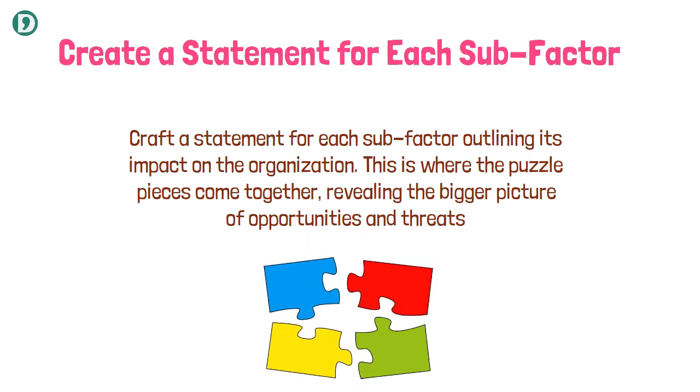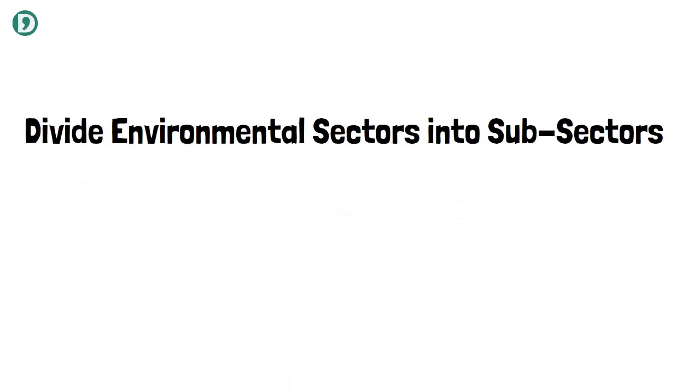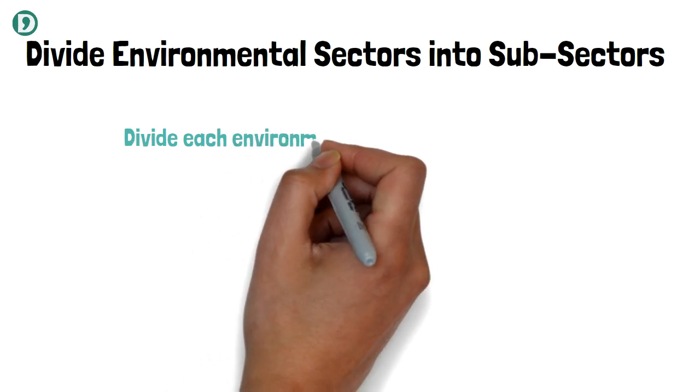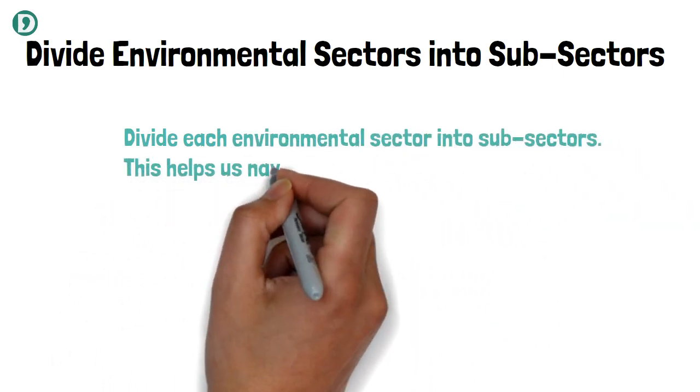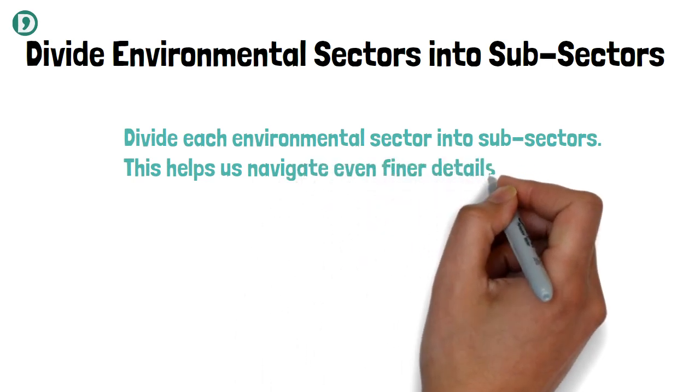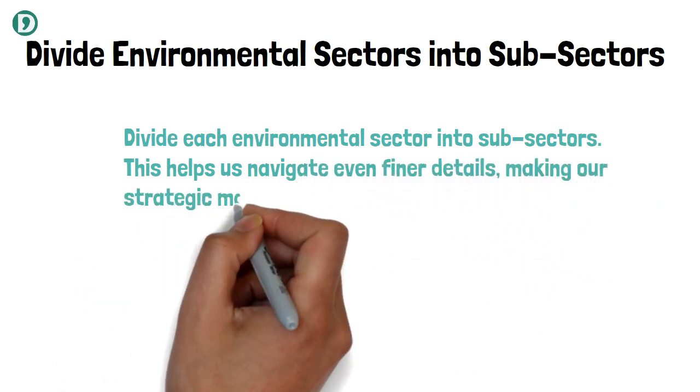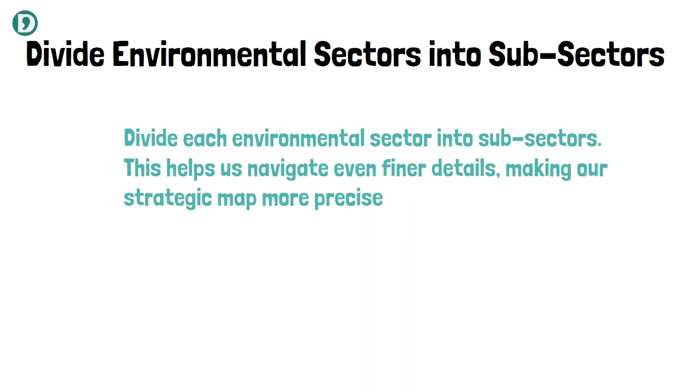Now the next step is dividing environmental sectors into sub-sectors. Let's add another layer, dividing each environmental sector into sub-sectors. This will help us navigate in even finer detail and make our strategy map more precise.